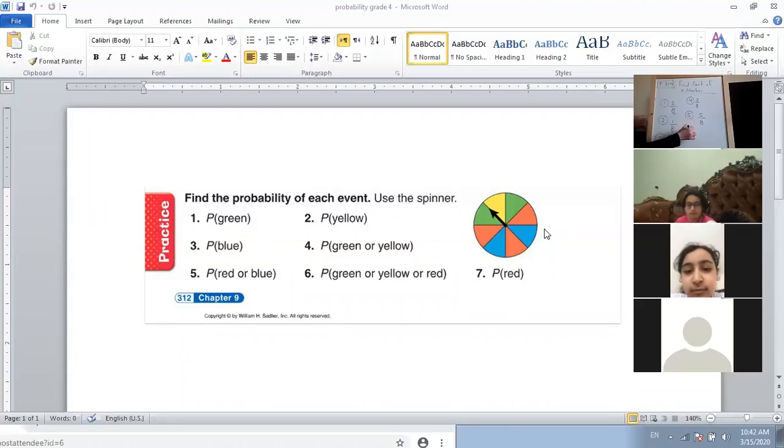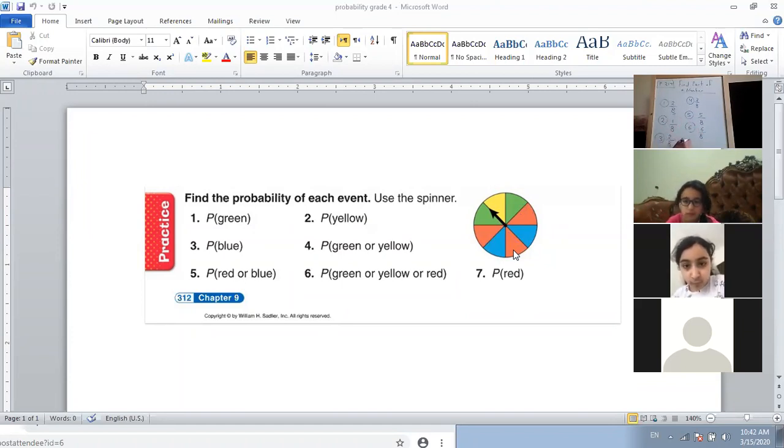Right. Now we are in question number 6. Probability for green, yellow, and red. Right. How many green do we have? 2. How many yellow do we have? 1. 2 plus 1, 3. Plus red, how many red parts do we have? 3. So 3 plus 3, the answer will be 6 out of 8.